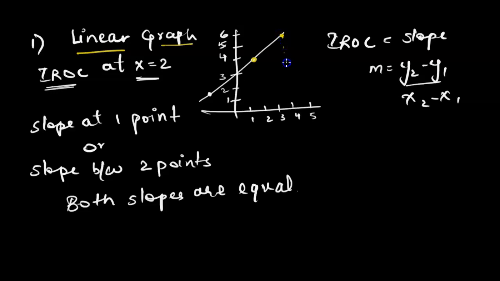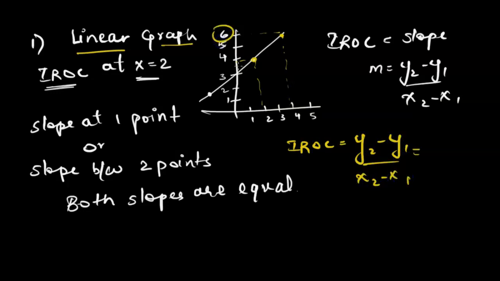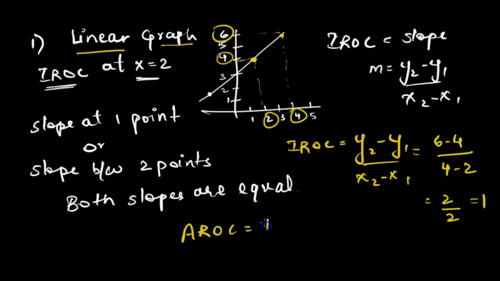So let's say we can read x equal to 4, where y is 6, and x is 2, where y is 4. All we have to do is apply y2 minus y1 over x2 minus x1. y2 is 6, y1 is 4, x2 is 4, and x1 is 2. We get 2 over 2, which is equal to 1. We would have done the same thing if we were supposed to find the average rate of change. Therefore, IROC is the same as average rate of change in linear graphs. So for linear graphs, there is nothing different in order to find IROC.